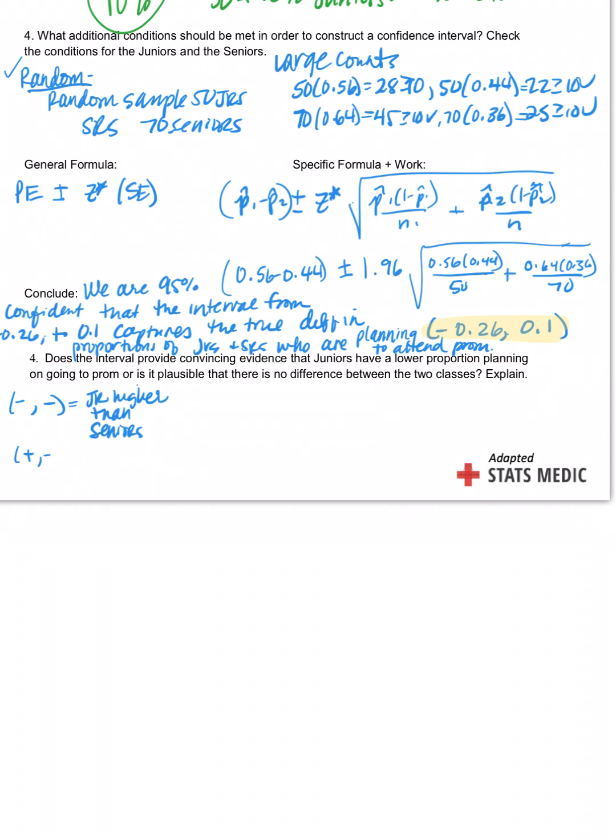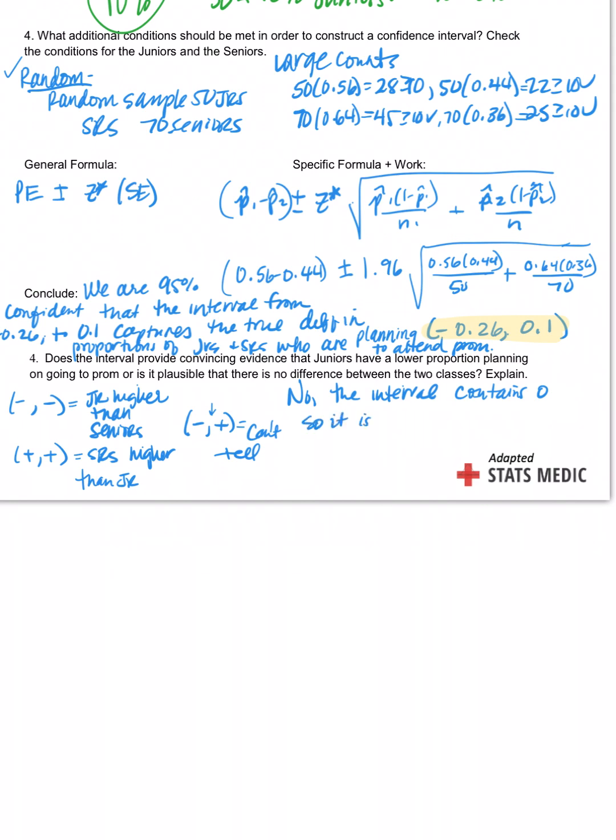If it comes out positive and positive, well, that would mean the seniors are higher than the juniors, right? However, if it comes out negative positive, that means that 0 is somewhere in that interval, right? So we can't tell. What does that mean? We can't tell if there is a difference because 0 is a possible difference between the two. So how do we say this? Well, we would say, no, the interval contains 0, so it is plausible that there is no difference. All right, hopefully that makes some sense to you. Let's summarize this and try it ourselves.